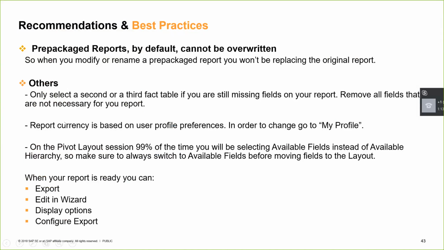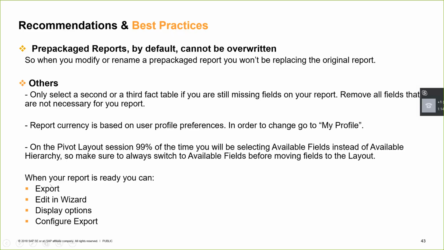Some other useful information here is that, I think I mentioned this before, when you select the second and the third fact table, if you're missing fields on your report, remove all unnecessary fields from your report. We say this is best practice. I mentioned the report currency, that if you want, you can change this in my profile, and that most of the time you'll be using available fields instead of available hierarchy. So make sure before you start selecting the fields that you always switch to available fields. It will make it easier to build your report.